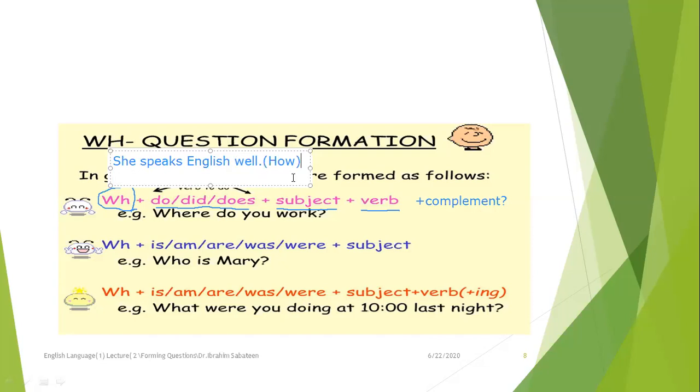Okay. As I told you, what I have to start with, لازم أبلش بإيش؟ كلمة سؤال. I have to start with what? How. طيب. Then I have to put the auxiliary verb فعل مساعد. Look at this sentence. Do we have an auxiliary verb؟ No, we don't have.